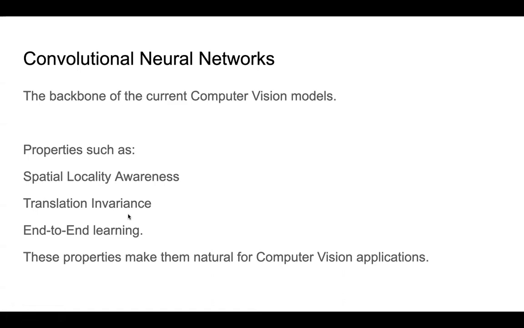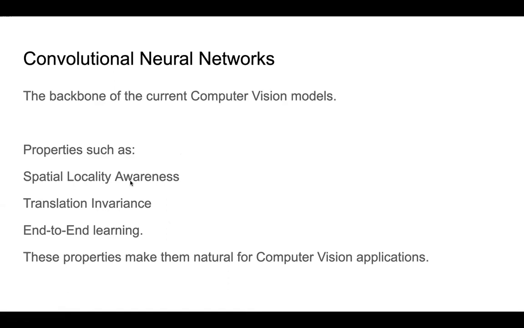Other properties such as translation invariance. So for example, if I have a picture where a dog is towards the left hand side of the image, and another picture where the dog is towards the right hand side of the picture, we expect it both times to predict that there's a dog in the picture. So there's translation invariance. No matter where the subject is in the image, it should be able to successfully predict that there's a dog in the image.